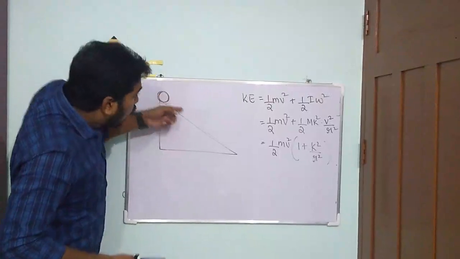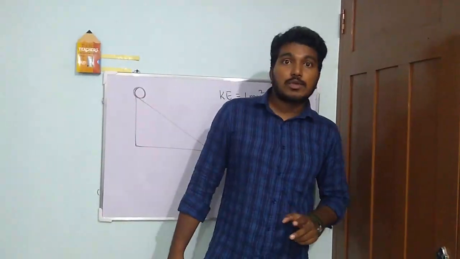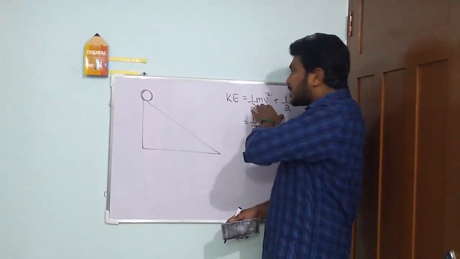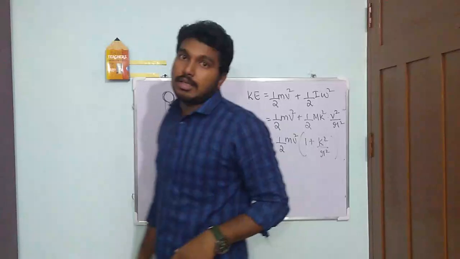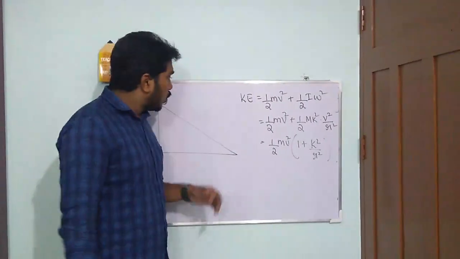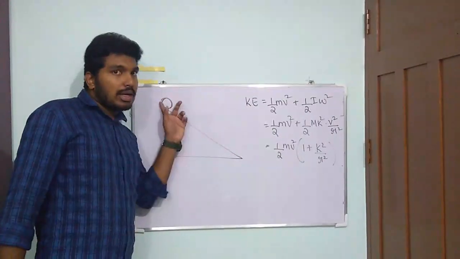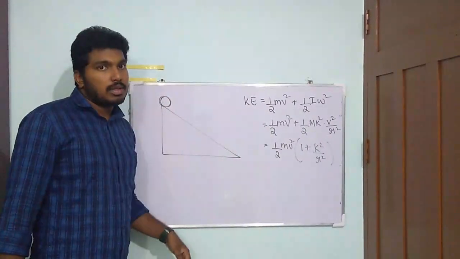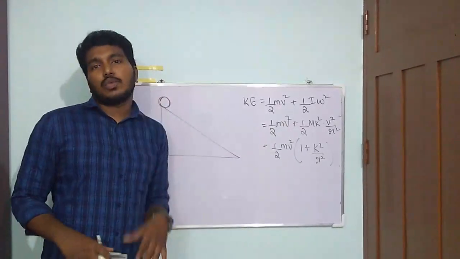So when the object is rolling down the inclined plane, it will actually have two kinetic energies associated with it. One will be the translational kinetic energy and the other will be the rotational kinetic energy. Right? So let's find out what is the velocity, the acceleration and the time to reach the bottom. To find that out, it's very simple. We apply the concept of energy conservation.